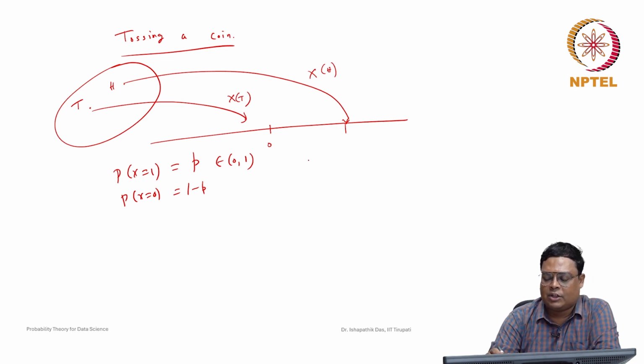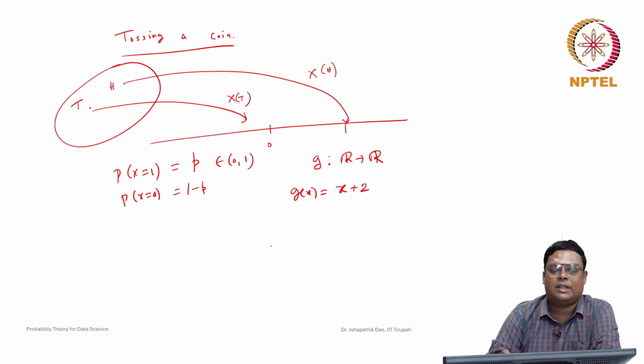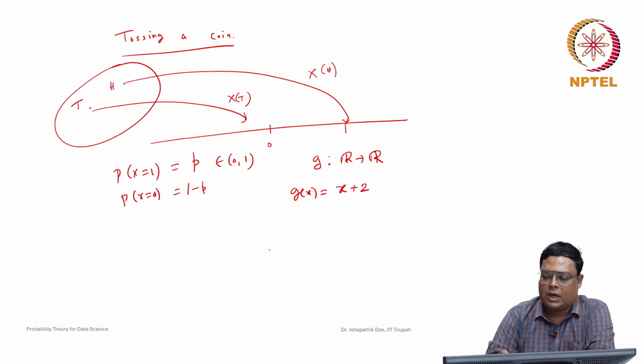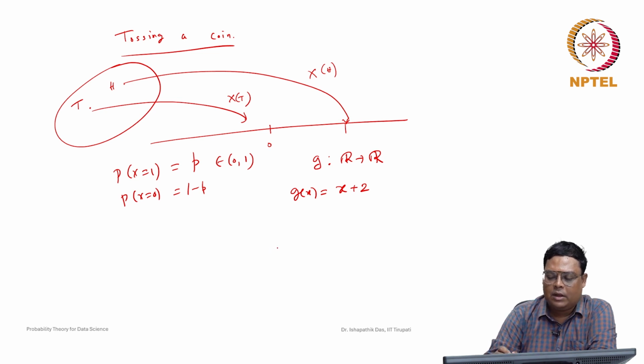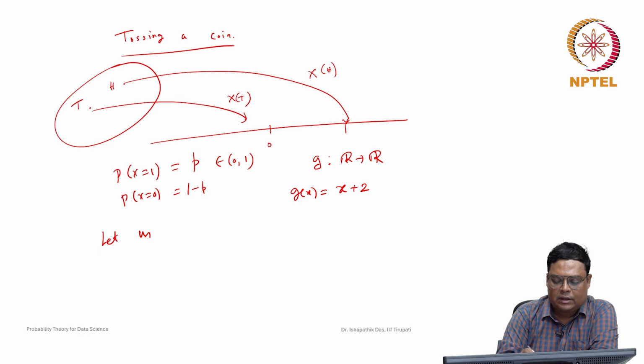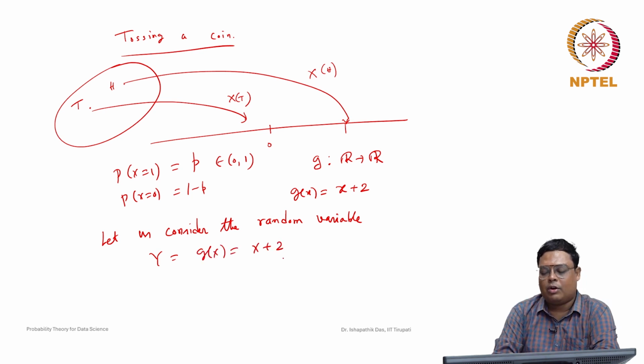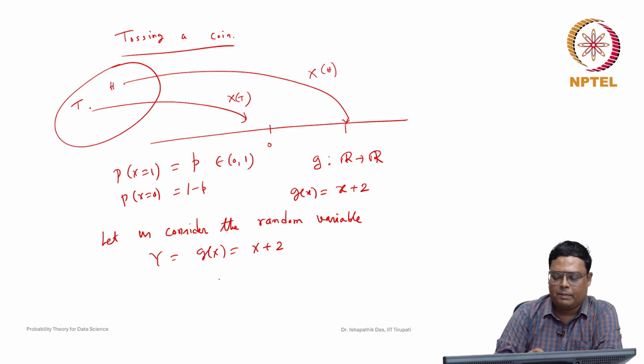Now, we are interested in one transformation. Let us consider a transformation g from R to R defined by g of x equal to x plus 2, a very simple transformation instead of going very complicated. Let us consider the random variable Y equal to X plus 2, so this is g of X. What will be the probability mass function of Y? Let us find out.